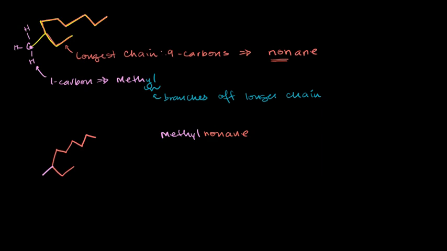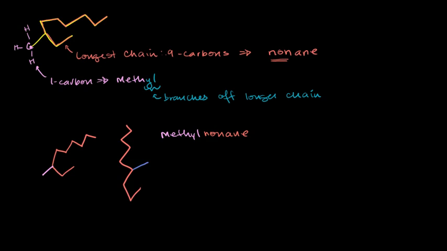But what if it was something like this? What if it was 1, 2, 3, 4, 5, 6, 7, 8, 9, and let's say that the methyl group was, instead of being right here, right here. So how would you name these two things differently? This name right now does not differentiate between the methyl group being on this carbon versus on this carbon over here, or this carbon over there. What you do in this case is you number the carbons on the longest chain, on the main backbone, and you number them so that the methyl group is attached to the lowest possible number.